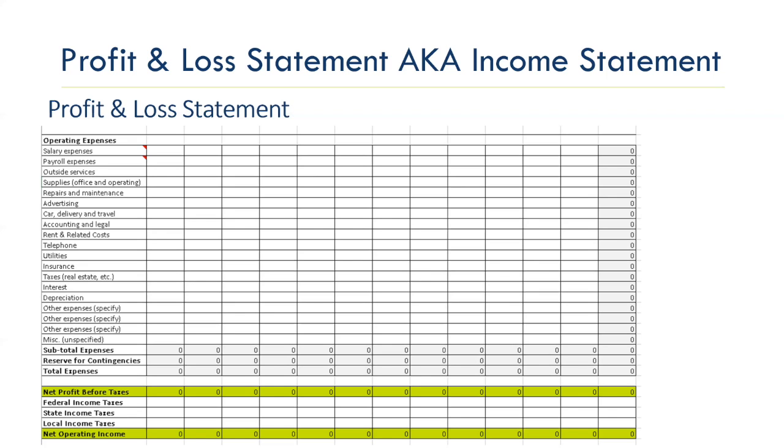Next, I mean, taxes, they're definitely an expense, so I would include those too. And then after everything, you get to the net profit. So how much, after all your expenses, did you make? And then you get your net operating income, which is an awesome number to have.